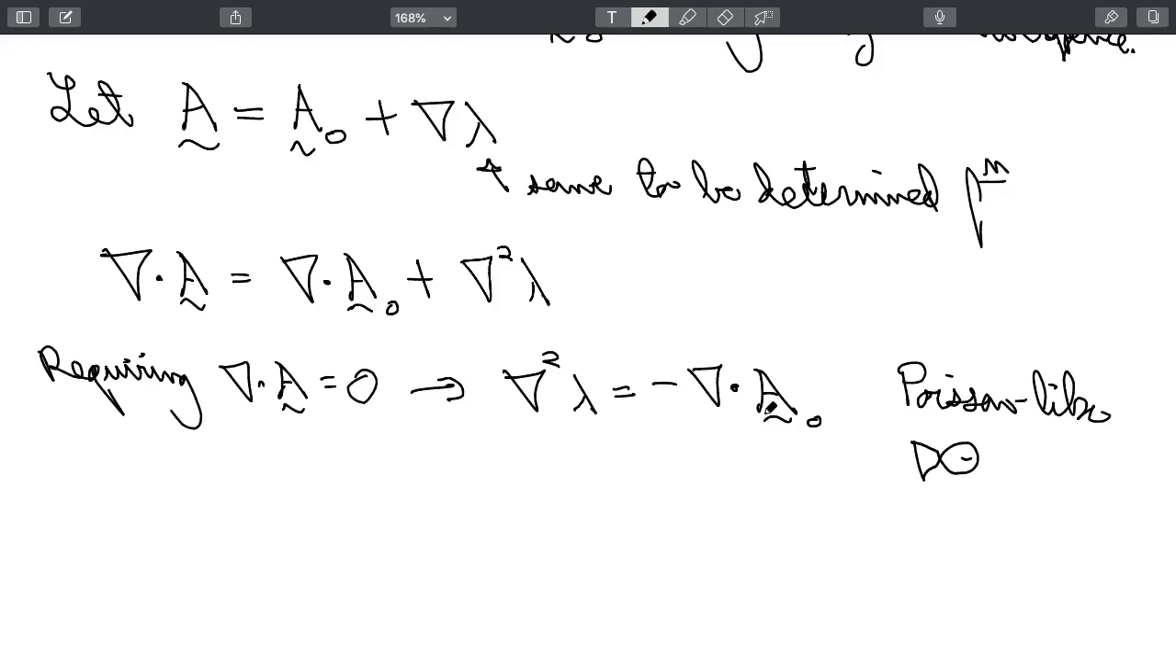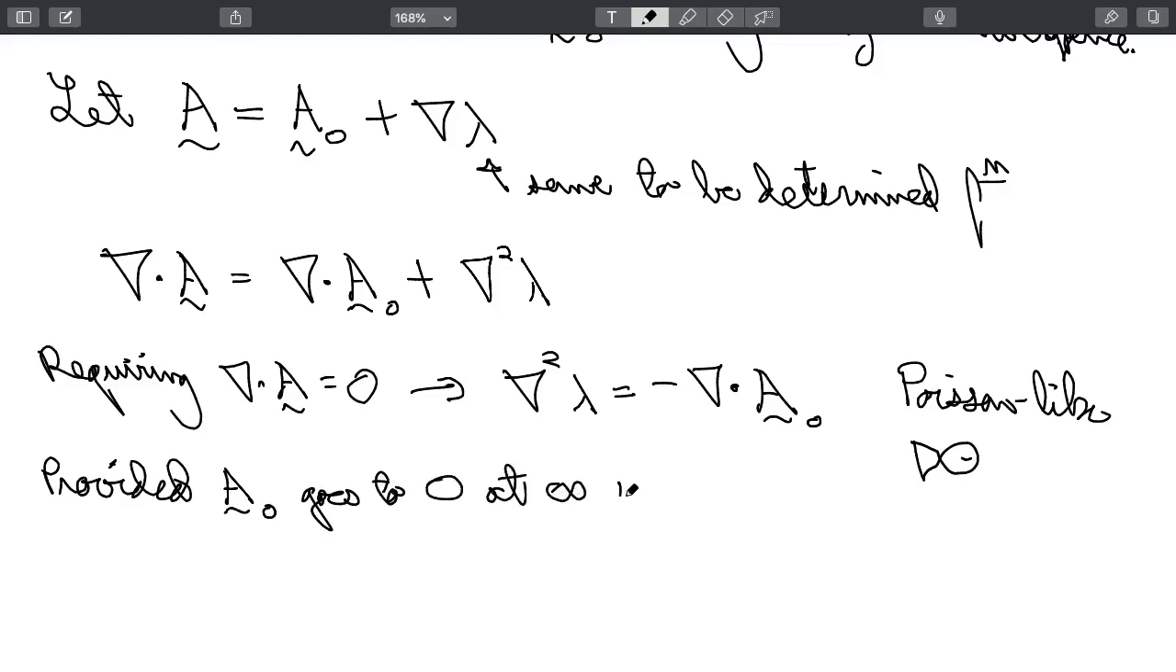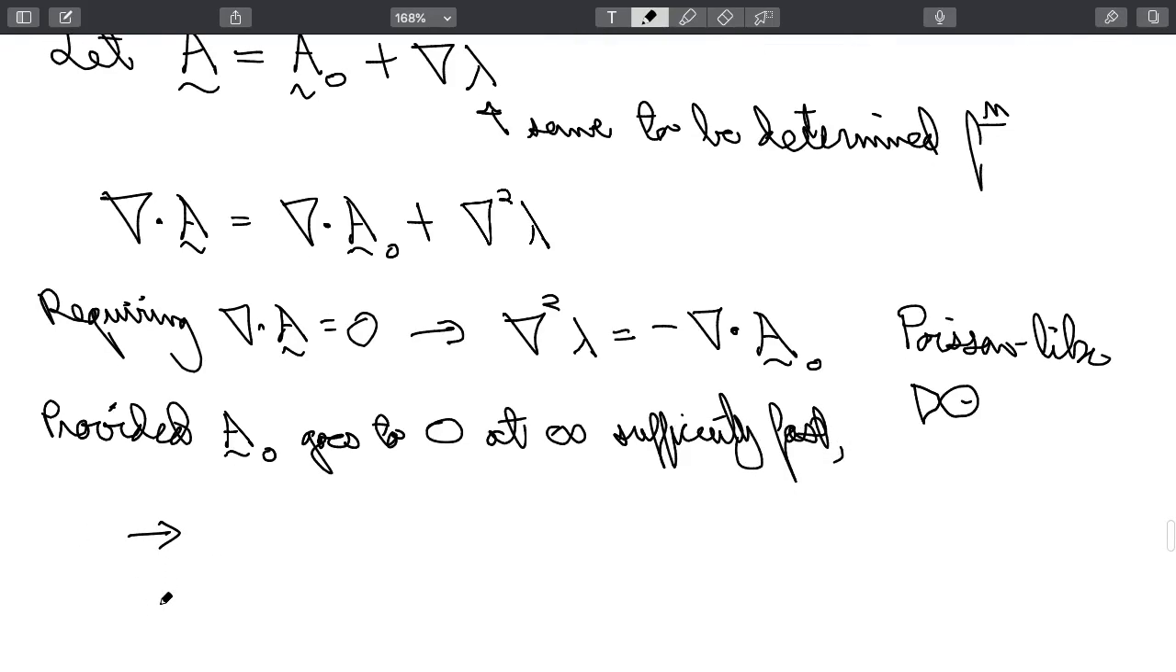So you can just write down the solution directly. Provided this A0 goes to 0 at infinity sufficiently fast, what we can do is just use the solution of the Poisson equation that we had seen in electrostatics to immediately write what this lambda of r is.